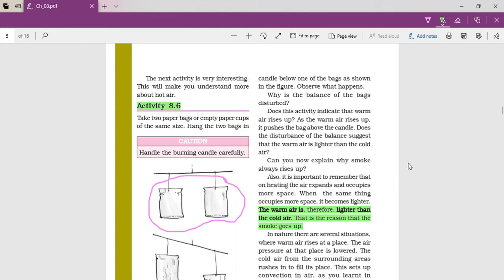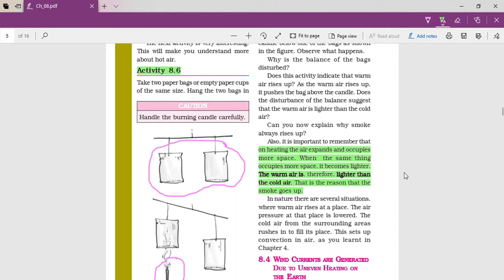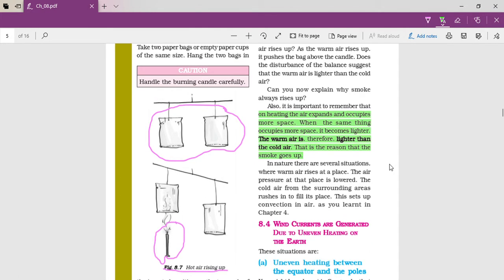It is important to remember that on heating the air expands and occupies more space. So when the same thing occupies more space, it becomes lighter. The warm air rises as it is lighter than the cold air. In nature there are several situations where warm air rises at a place. So the air pressure at that place is lowered. The cold air from the surrounding areas rushes in to fill its place. So this sets up the convection current.